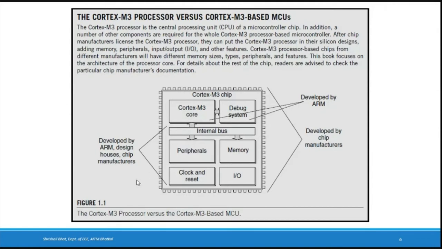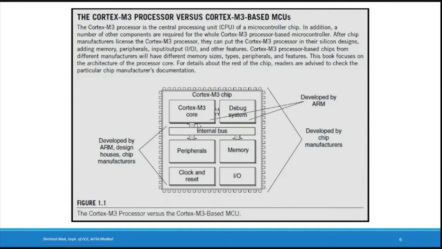So what you can see is actually a chip, that is a microcontroller unit, a microcontroller chip. In a microcontroller, along with the processor, you have certain other things like memory, inbuilt memory, then IO ports, then other things like interrupts or certain peripherals, then clock and reset circuit, then the debug system. So all of them, along with the microprocessor, are inbuilt, embedded on a single chip.